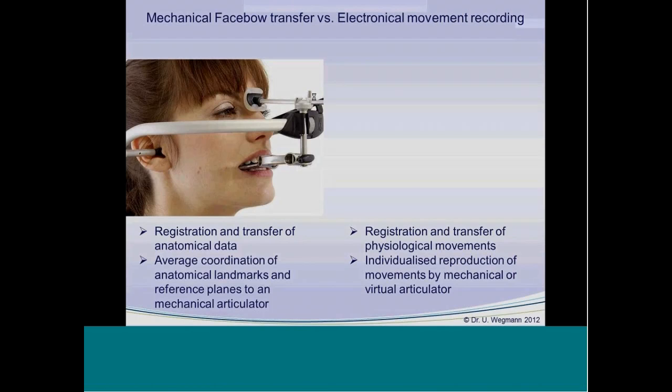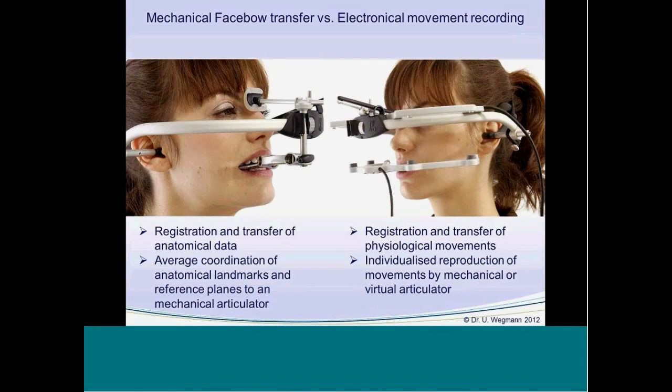What are the advantages of these electronic movement recordings? Okay, let's have a look into the mechanical facebow transfer. As I said before, we have a registration and a transfer of anatomical data, distances, positions. On the other hand, with electronic recordings, we do a registration and a transfer of physiological movements, individual physiological movements of this very specific patient.